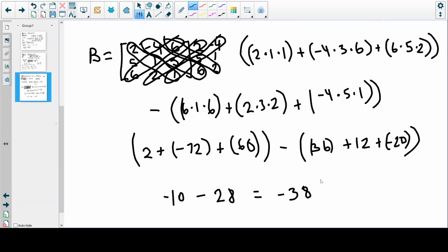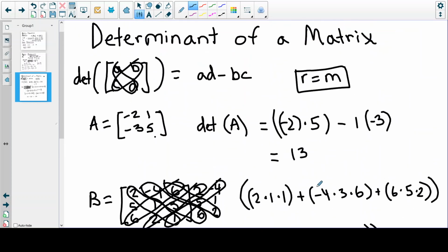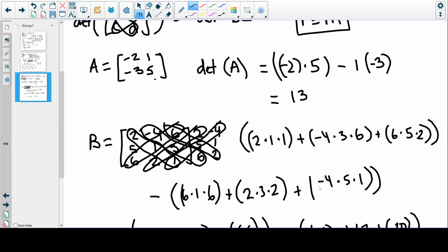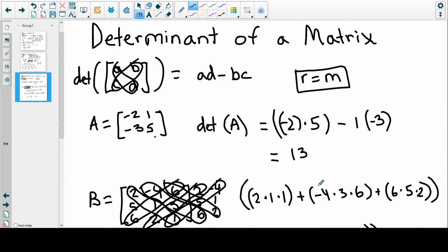I know that's kind of extensive, but it's one of the easier to understand techniques for 3 by 3. Just the biggest thing to remember is that the rows have to equal the columns.